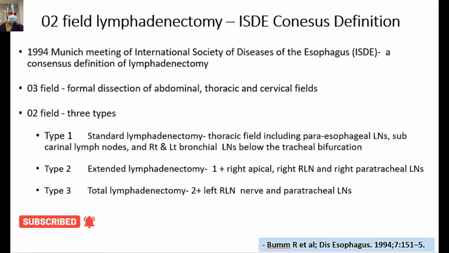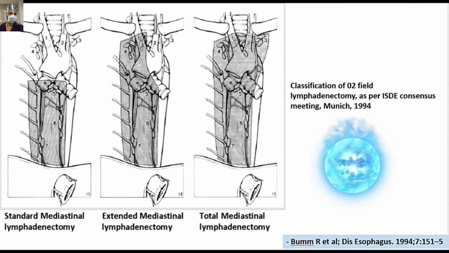lymph nodes below the tracheal bifurcation. Type 2 is extended lymphadenectomy, that is type 1 plus right apical, right recurrent laryngeal, and right paratracheal lymph nodes. Type 3 is total lymphadenectomy, that is type 2 plus left recurrent laryngeal nerves and left paratracheal lymph nodes. So type 1 is basically below the carina, type 2 is extending towards the right side, and type 3 is also clearing the left side.